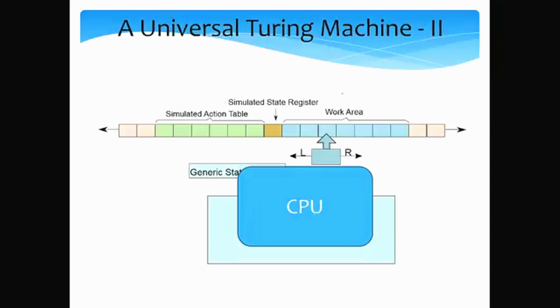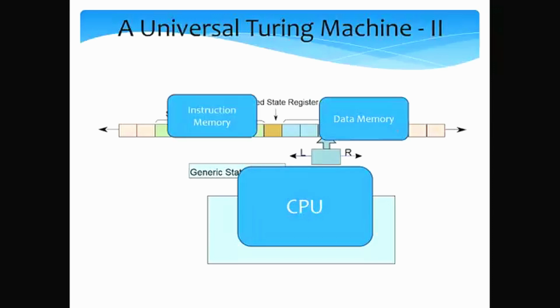The work area is pretty much the tape of the simulated Turing machine plus an area where you can keep some temporary data and symbols. It can be referred to as the data memory, where all the information is contained. The simulated action table, which tells the UTM what needs to be done, essentially contains all the instructions, so we can think of it as the instruction memory.